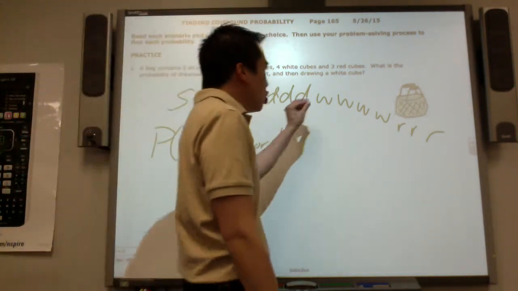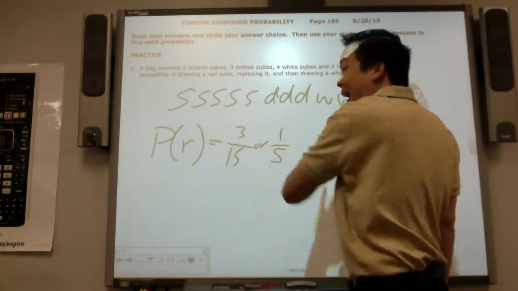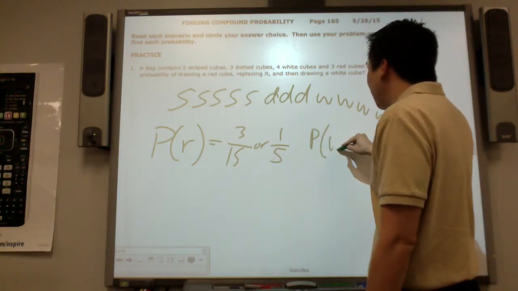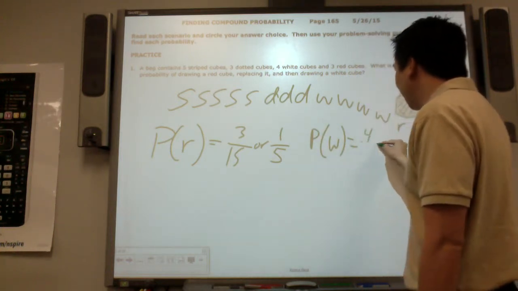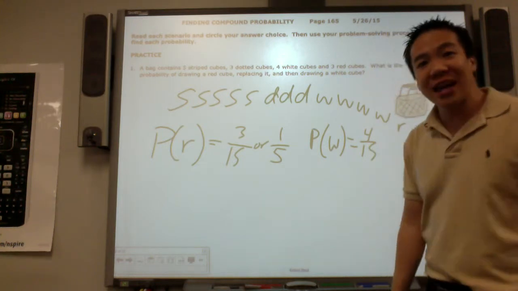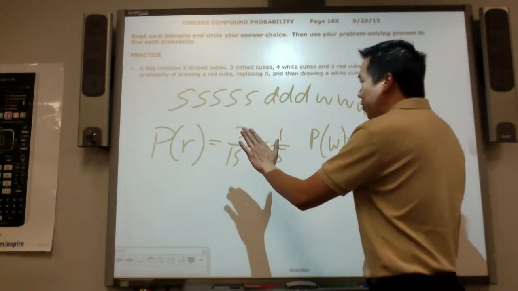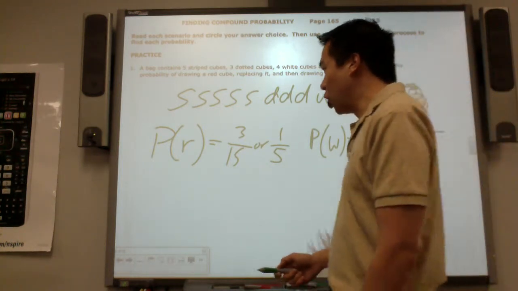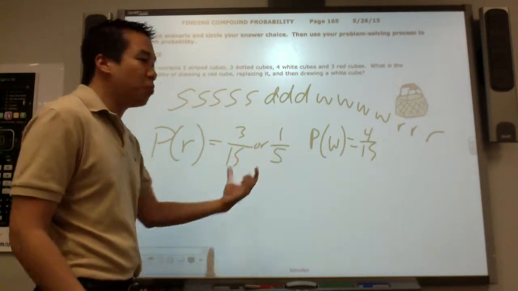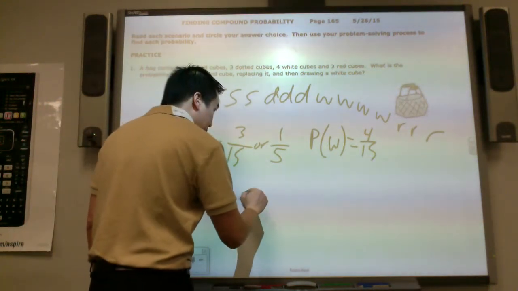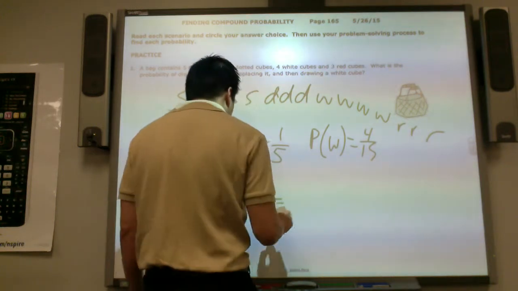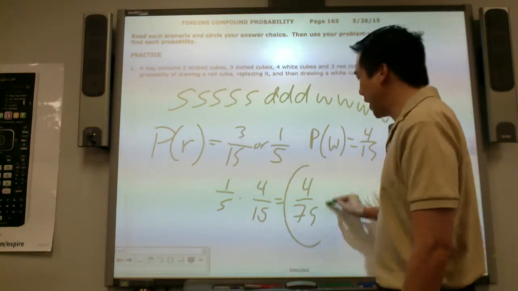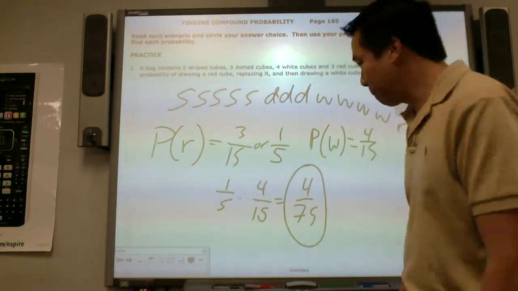Replacing it. So I return this red cube, like nothing happened. So there are still 15 cubes in this basket. Now I want to find the probability of a white cube. There are 4 out of 15. Can you break that down? I cannot. So the probability of a red cube is 1/5. The probability of a white cube is 4/15. Because this is a compound event, we need to multiply these two probabilities, your two different events. So 1/5 times 4/15 is 4/75. And that's the answer for practice number 1.